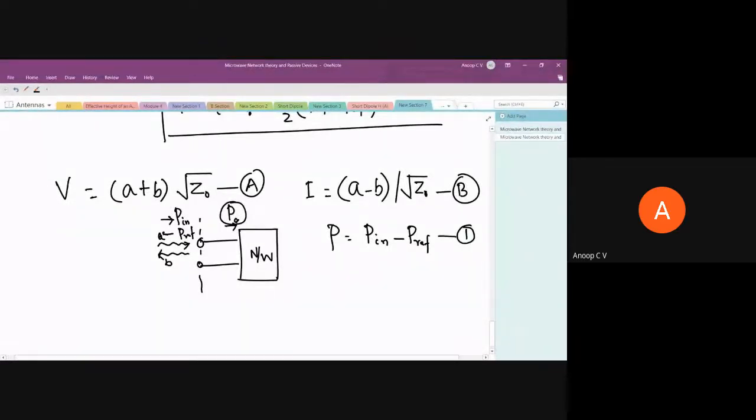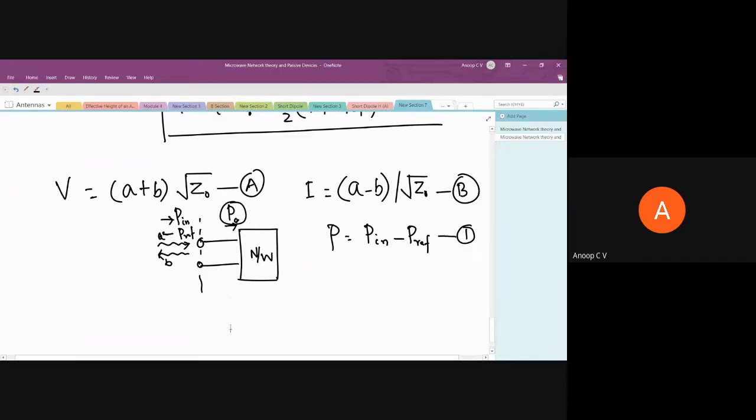So what I'm telling is the total power, the net power flowing from source to the load end, will be the difference between incident power and reflected power. So the remaining power has to be delivered to the network. I hope all of you are able to accept this.